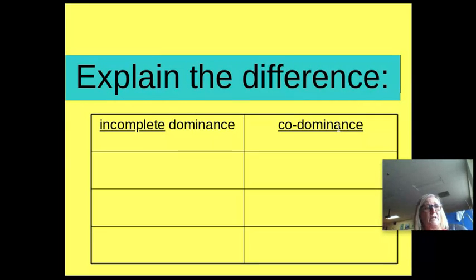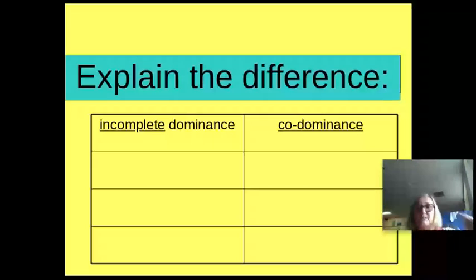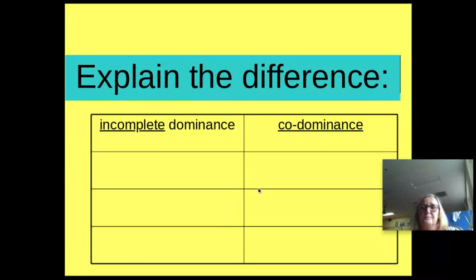Codominance is like when you have co-captains and both alleles are of equal importance, so they both show up.